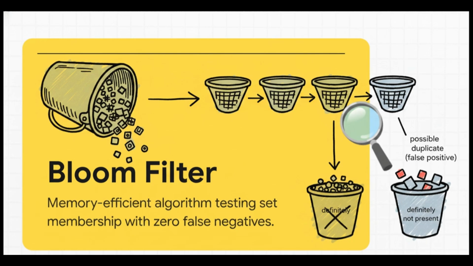This is a highly memory-efficient probabilistic algorithm. It acts like a massively efficient bucket system. The catch? It allows for a tiny fraction of false positives, meaning it might accidentally delete a unique document thinking it's a duplicate, but it will never produce a false negative. If it says an item isn't in the set, it definitely isn't.